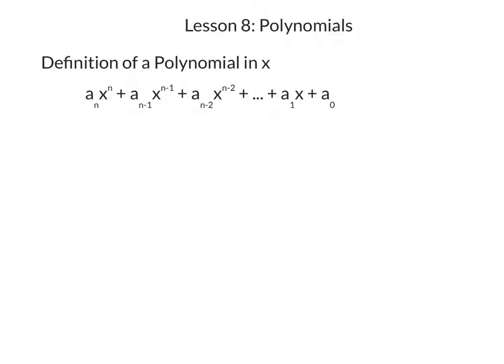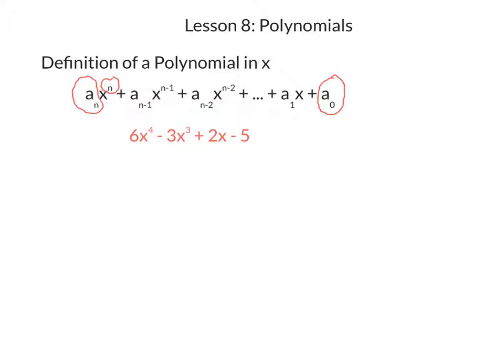the polynomial is of degree n, okay? And a_n is the leading coefficient. And a_0 is the constant term. Okay? So this appears to be a very complex expression, but it covers all possibilities, and we'll look at some actual examples of polynomials.